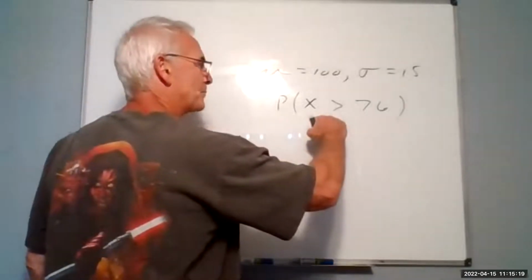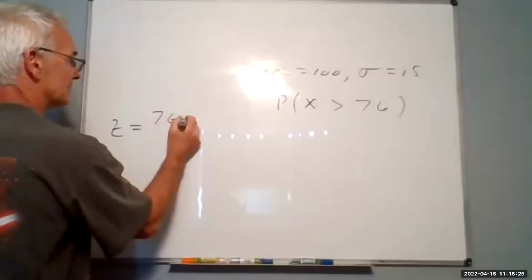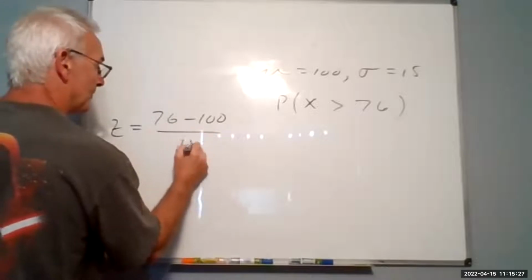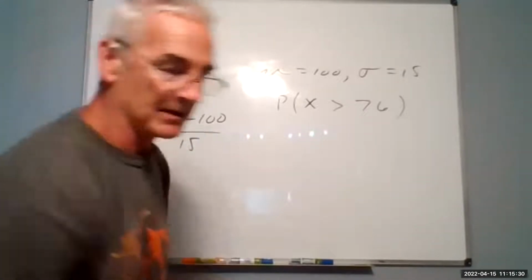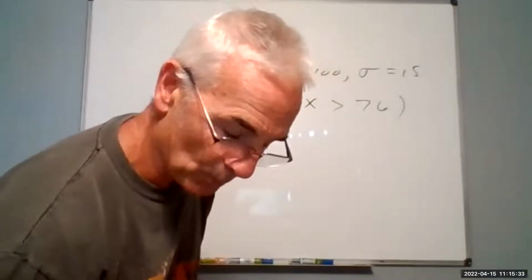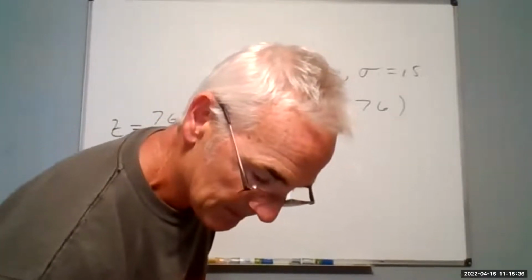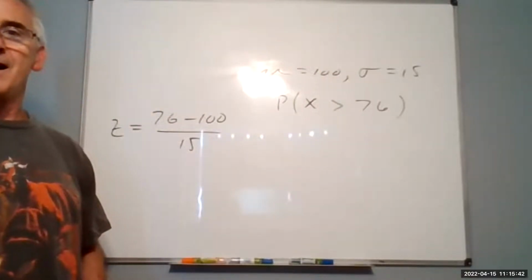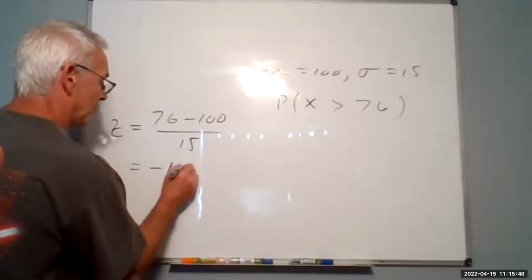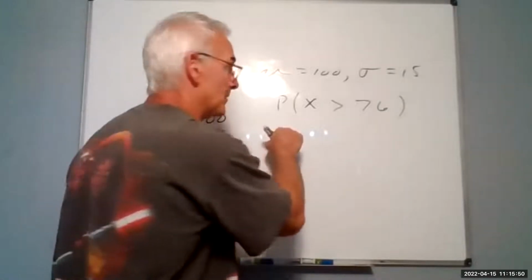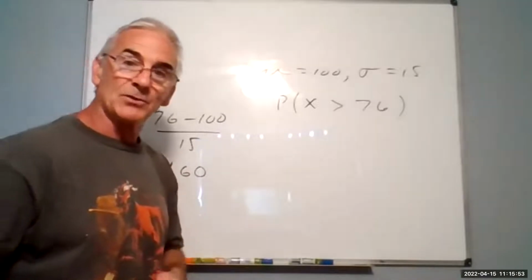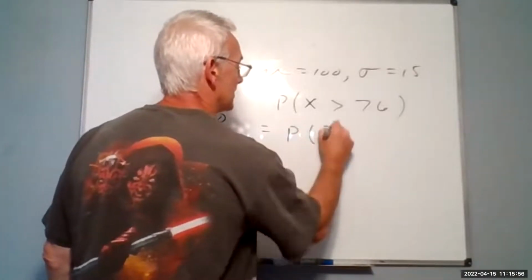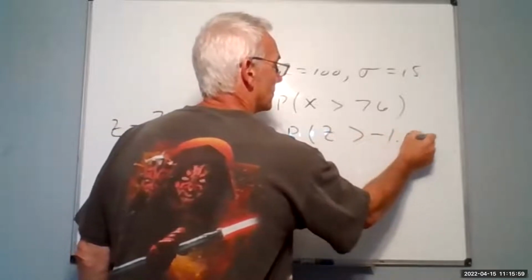All right. So X being bigger than 76, what would my Z value be? Well, it'd be 76 minus 100 over 15. So what is that value exactly? What Z value will I be looking up? Anybody? Negative 1.6. So negative 1.60. So I can say then the probability that an individual has an IQ greater than 76 is equal to the probability that a Z value is greater than negative 1.60.